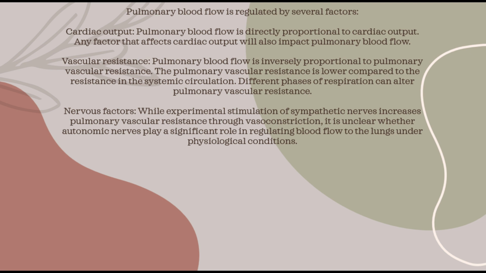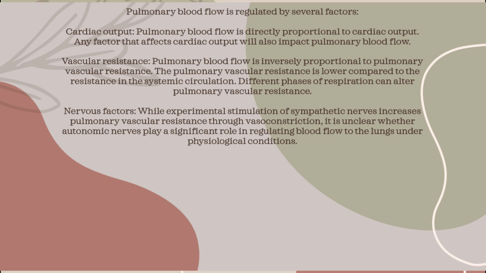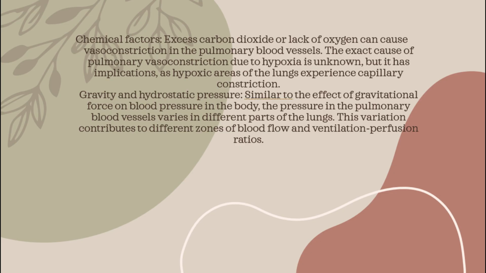3. Nervous factors. While experimental stimulation of sympathetic nerves increases pulmonary vascular resistance through vasoconstriction, it is unclear whether autonomic nerves play a significant role in regulating blood flow to the lungs under physiological conditions.